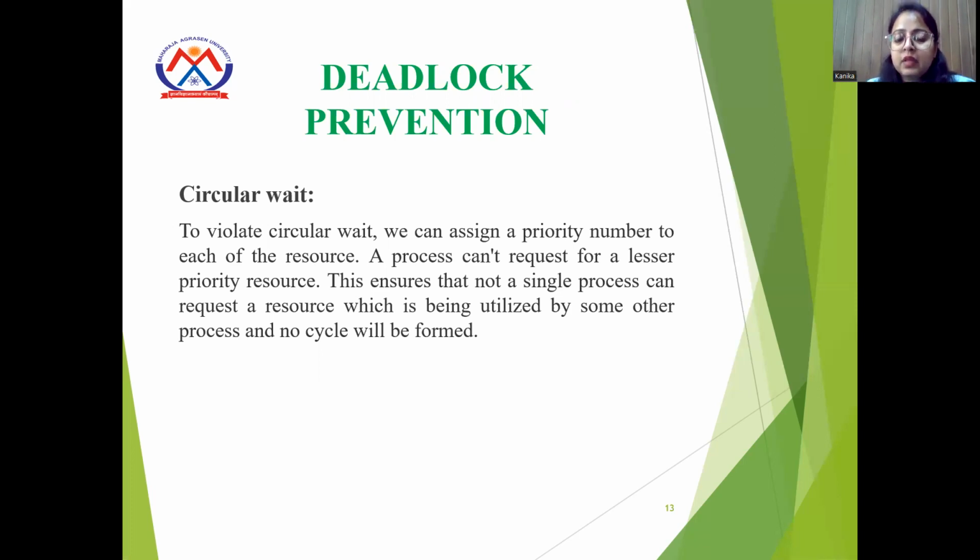By neglecting circular wait, mutual exclusion, no preemption, and hold and wait, we can simply prevent our system from deadlock. Means we simply neglect all the necessary conditions of deadlock which are causing our system to deadlock.